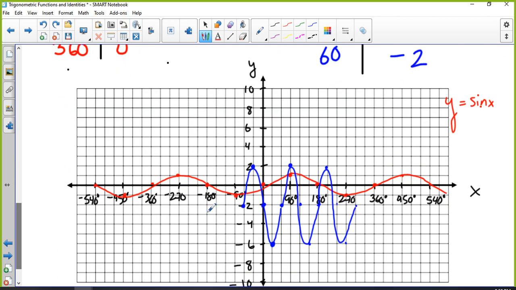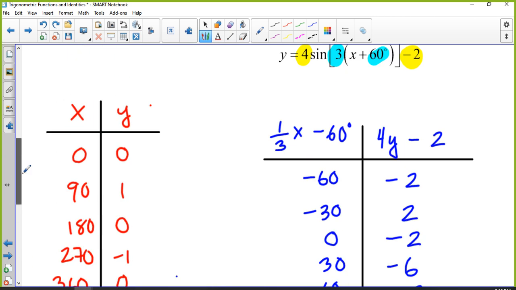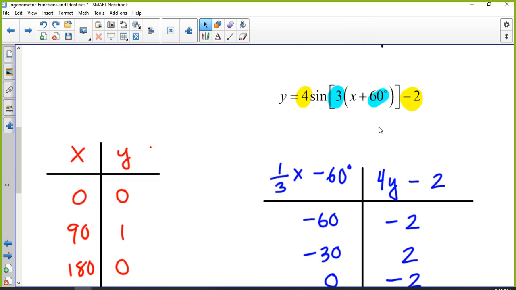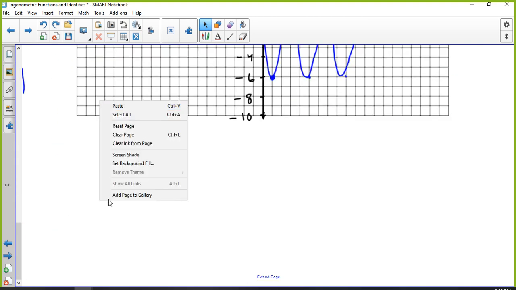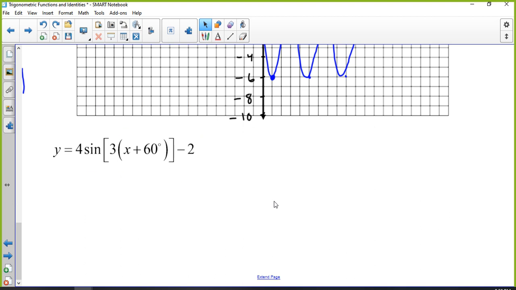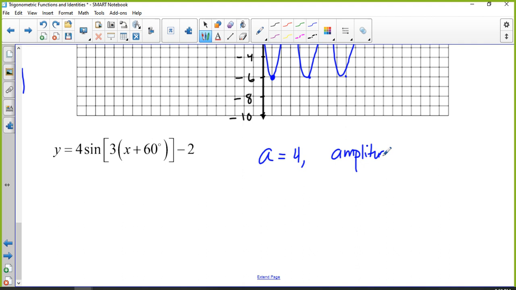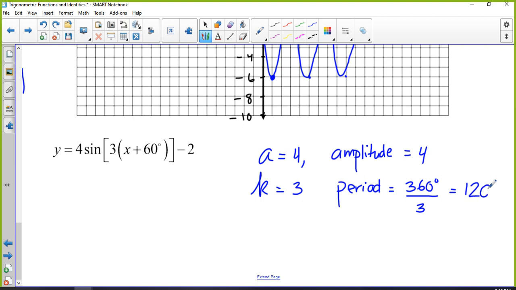Now, looking at all this, we can see that from the equation, we should be able to determine most everything, all of the key features that it asks us, right? So this is what we have. Our A value is 4, so our amplitude is equal to 4. The K value is equal to 3. And so to find the period, that is 360 divided by 3, which is 120 degrees. So our period is 120 degrees.